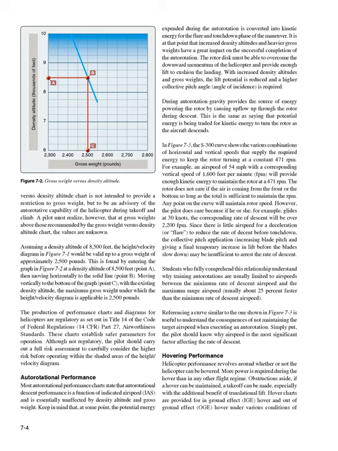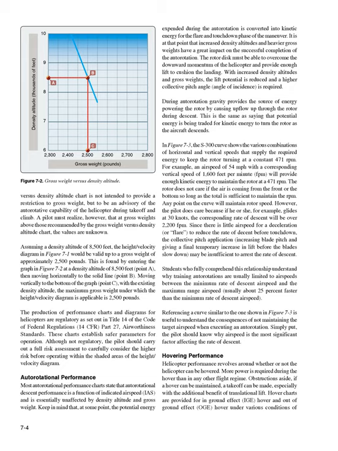This is found by entering the graph in Figure 7.2 at a density altitude of 8,500 feet, point A, then moving horizontally to the solid line, point B. Moving vertically to the bottom of the graph, point C, with the existing density altitude, the maximum gross weight under which the height/velocity diagram is applicable is 2,500 pounds.